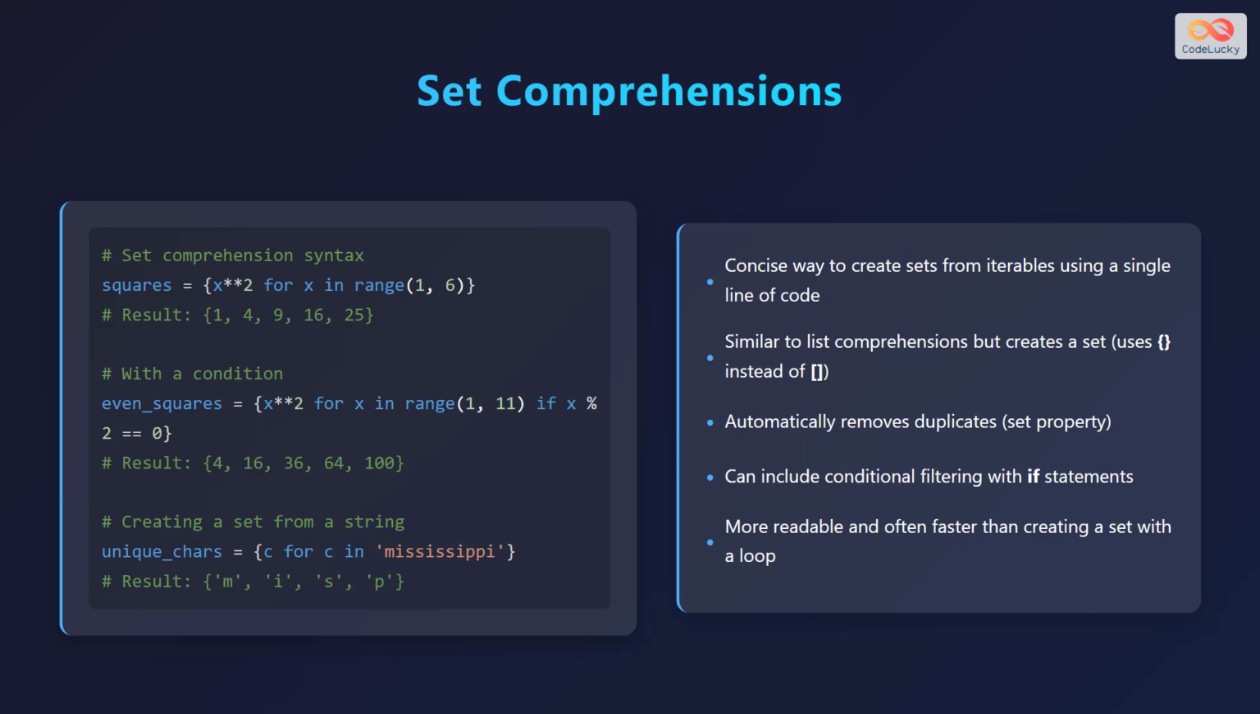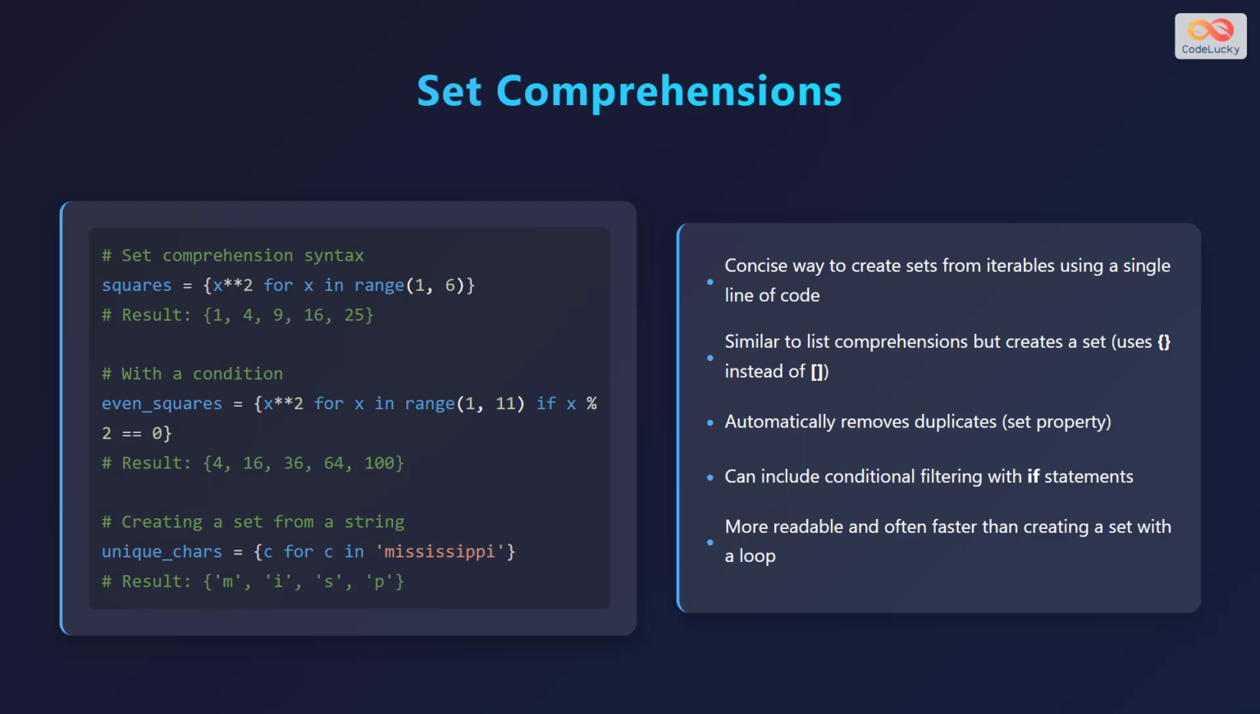squares = {x**2 for x in range(1, 6)}. To add a condition, creating a set of even squares, use this: even_squares = {x**2 for x in range(1, 11) if x % 2 == 0}.